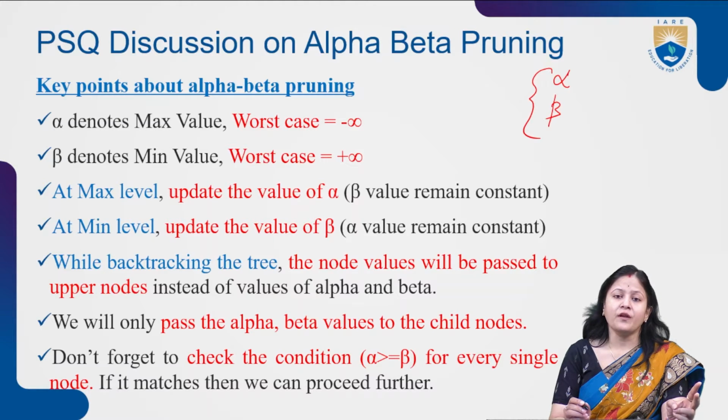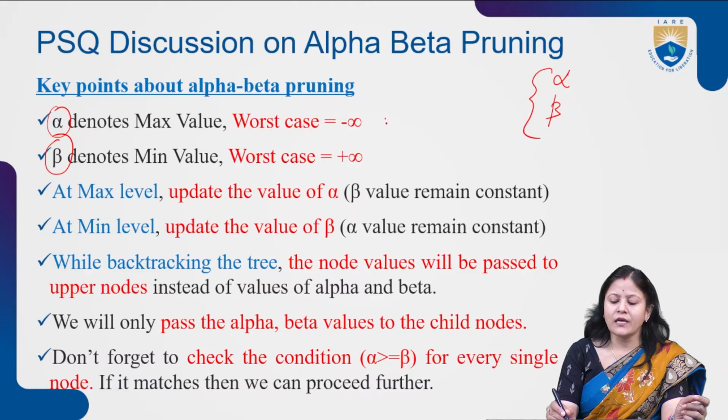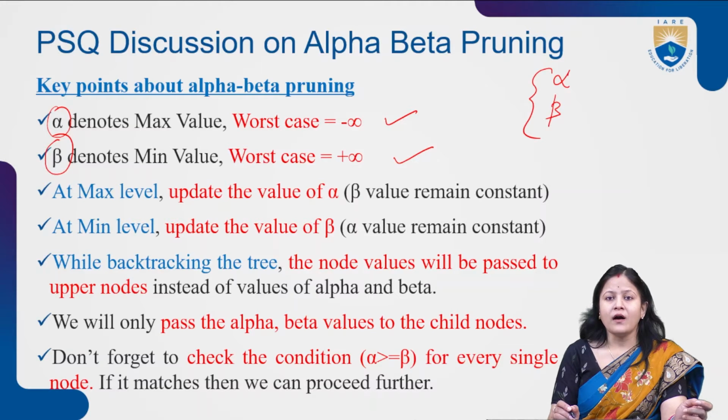Two threshold parameters we have to consider: one is alpha, another one is beta. Alpha denotes the max value, whose worst case is minus infinity. Beta denotes the min value, whose worst case is plus infinity. At the max level, update the value of alpha, and beta remains constant. At the min level, update the value of beta, and alpha remains constant. Because both players play as opponents to each other, one after the other. So whenever we explore the max level, we update only alpha, and beta will not change. And when we explore the min level, we update the value of beta, with no need to change alpha.